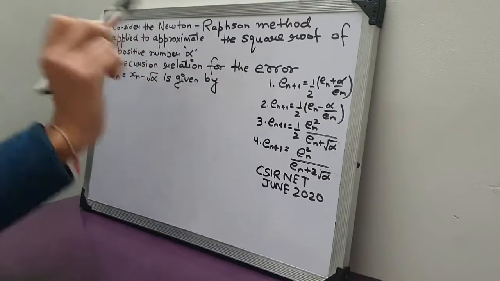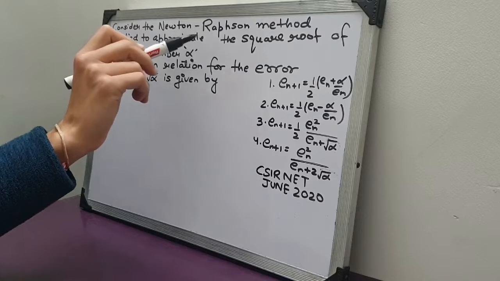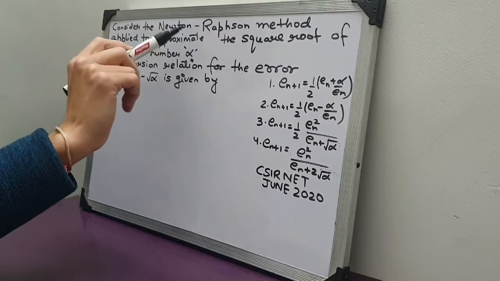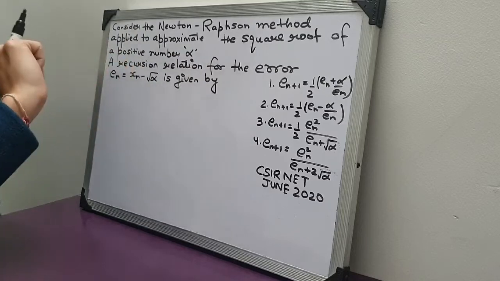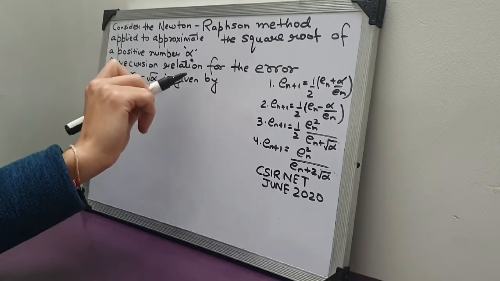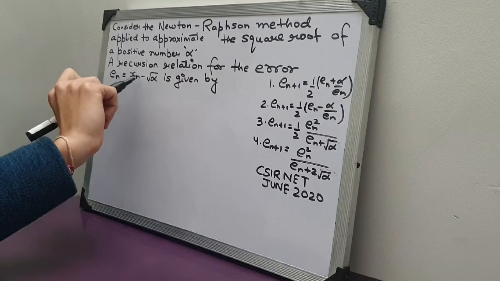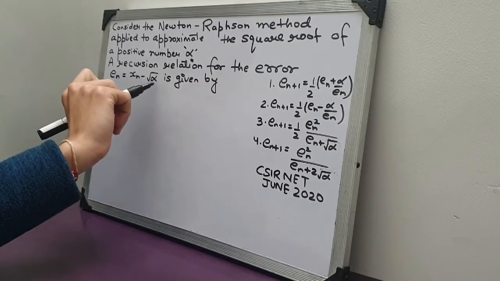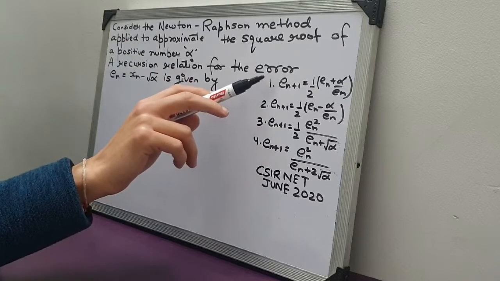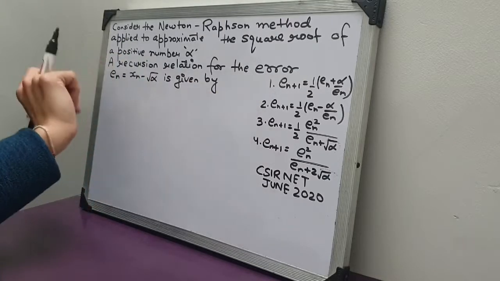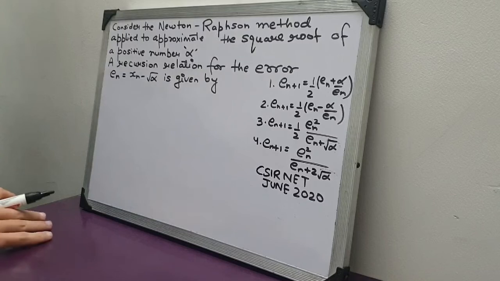Consider the Newton-Raphson method applied to the approximation of the square root of a positive number alpha. A recursion relation for the error En equals xn minus root alpha is given by one of these options for the representation of the error term En.